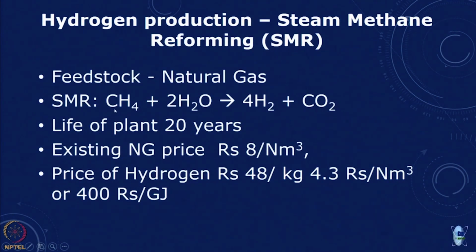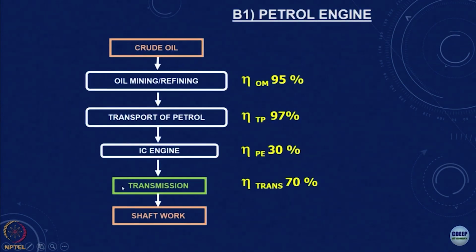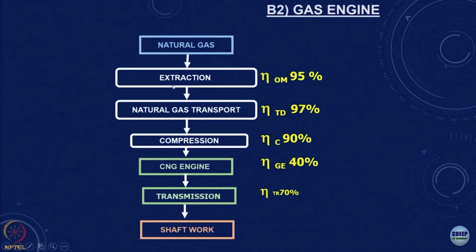So in the steam methane reforming, what we are looking at is CH4 plus 2H2O giving you 4H2 plus CO2, and then you can get a price of hydrogen based on the price of coal. So if we look now at the efficiencies, you can find that for the petrol engine, this is the transmission, the IC engine, transport of petrol and the oil mining. If we look at the gas engine, it's slightly different but of almost similar order of magnitude.